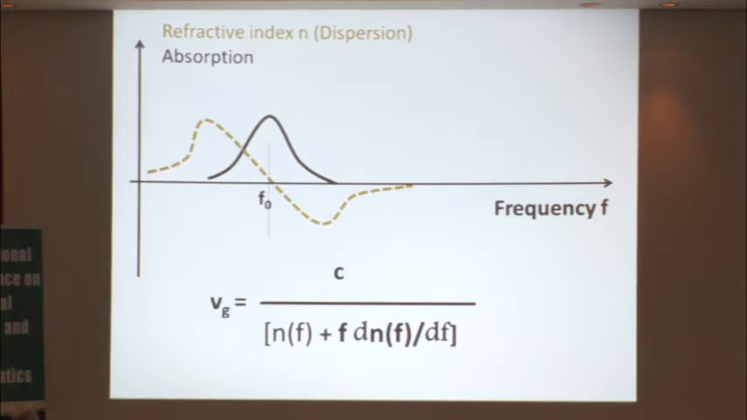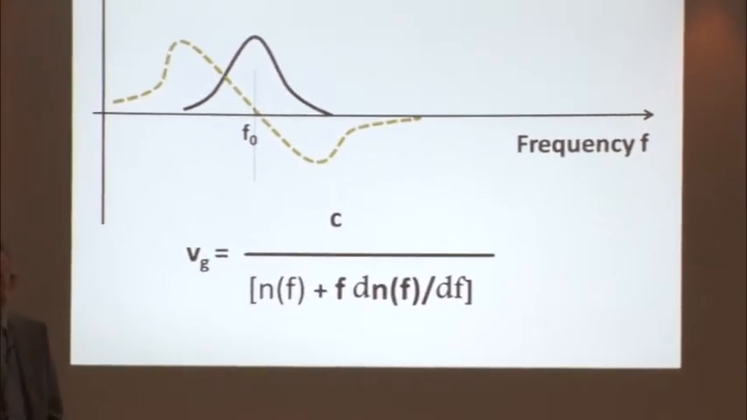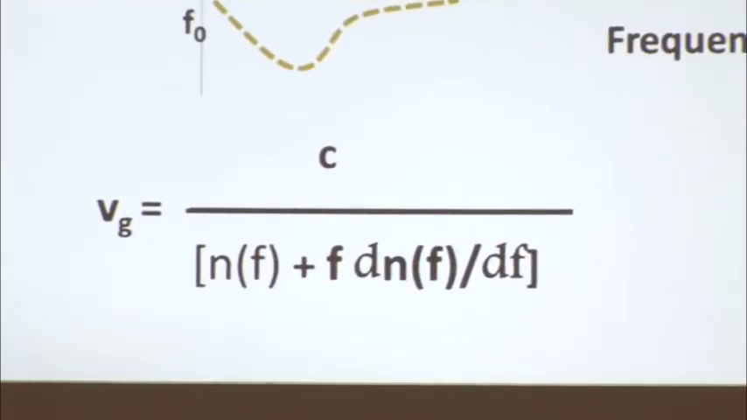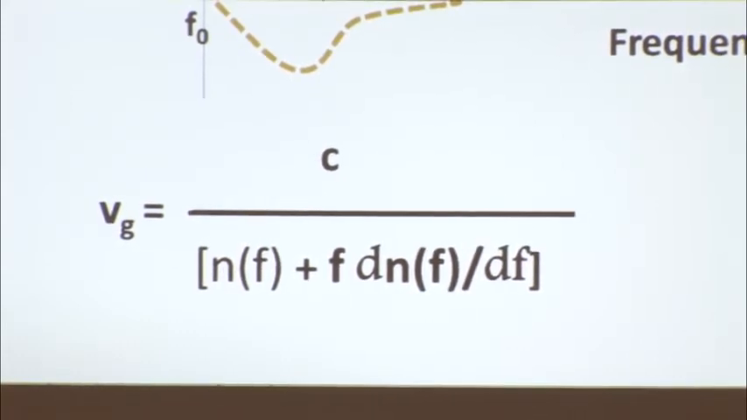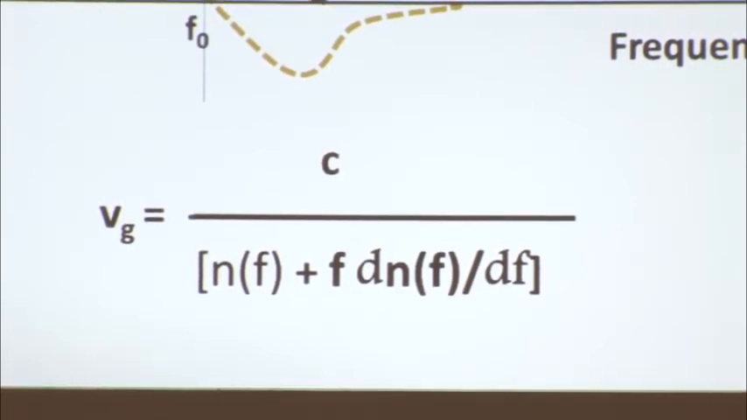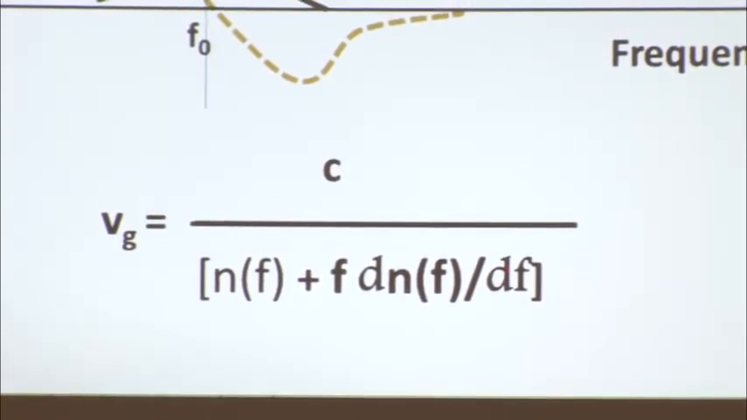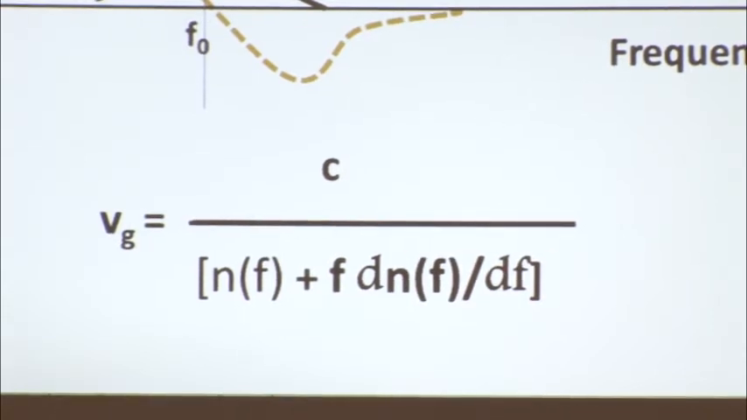And this term, the refractive index and the derivative with respect to the frequency. If this term is increasing or decreasing, then we have a change of the frequency. And if this becomes very large, then the group velocity is low, and if it becomes very small, then the group velocity is increasing.